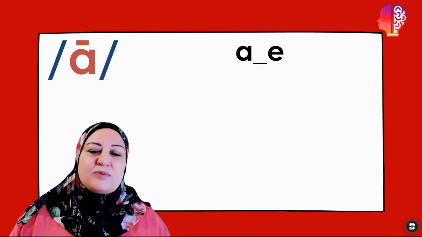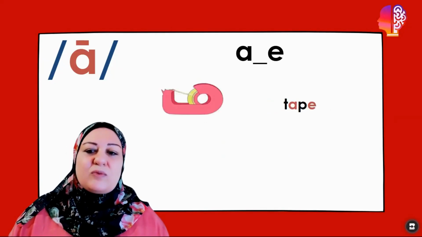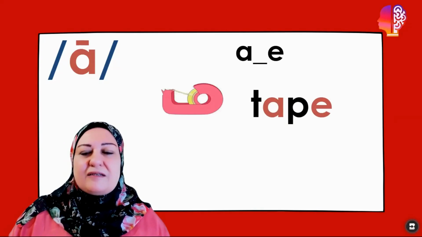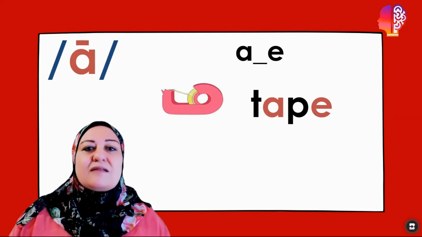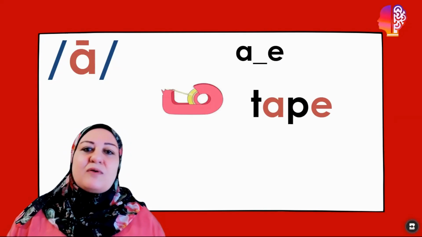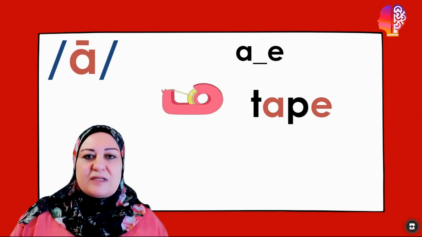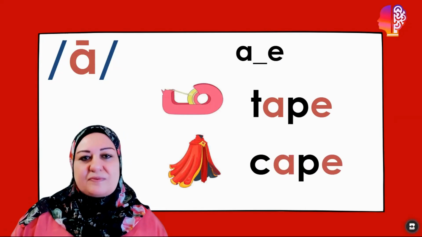Long A can also be represented by A consonant E, as in the word tape, okay? When we have an A with a consonant and a silent E at the end, the silent E makes the vowel long, makes the A long. So tape, or as in the word cape.